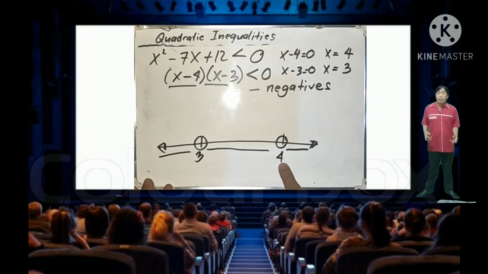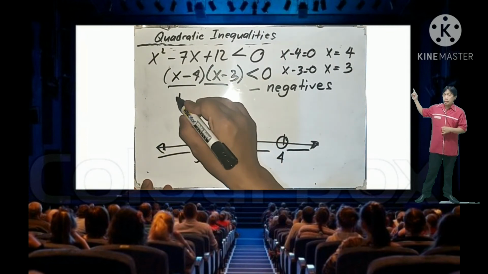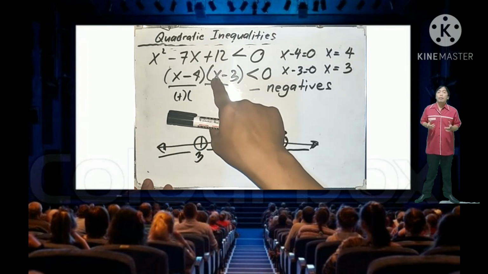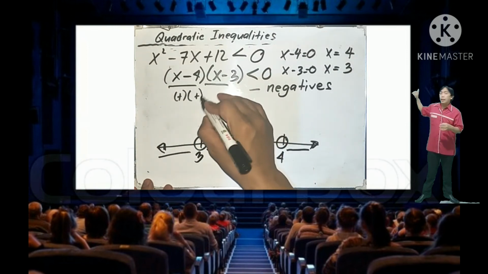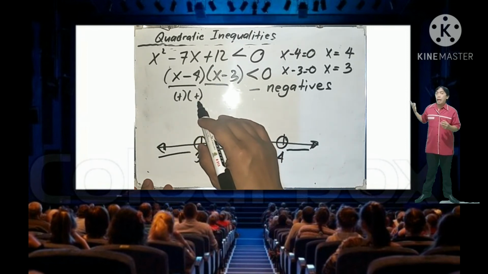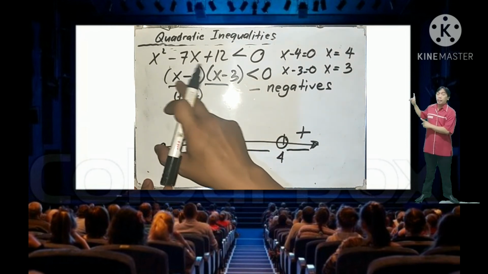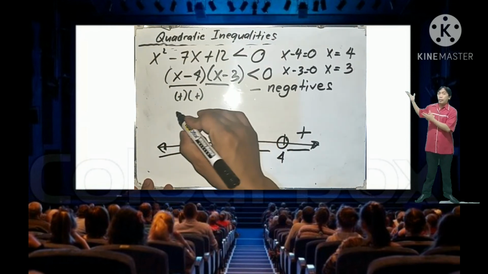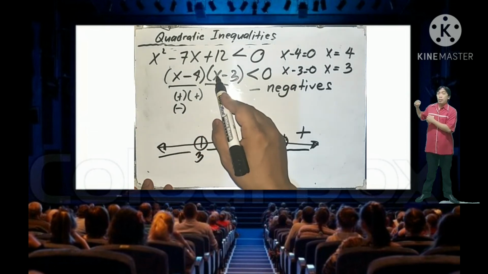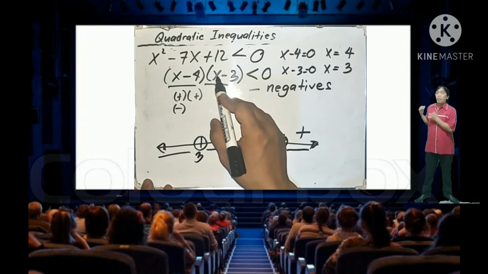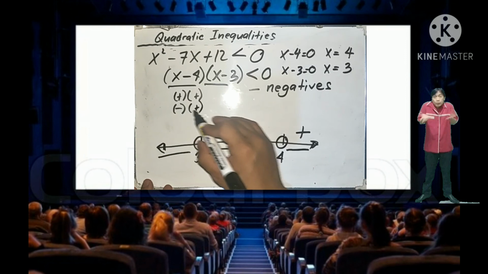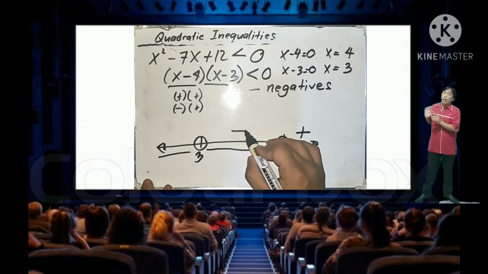So thinking of a number on the right side of 4, I'll be thinking of 5. So let us try to put 5 here. So 5 minus 4, the answer is 1, that is positive. Times 5 minus 3, the answer is 2, that is still positive. If I multiply positive and another positive, the answer is positive. Next one, let us try to think of a number here in between 3 and 4. So I'll be thinking of 3.5. So 3.5 minus 4, since 4 is greater here, the answer is negative. Then, this is 3.5 minus 3. So, 3.5 is greater, so that is positive. If I multiply the 2, negative times positive, the answer is negative.